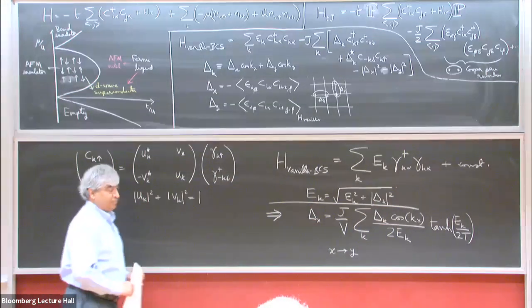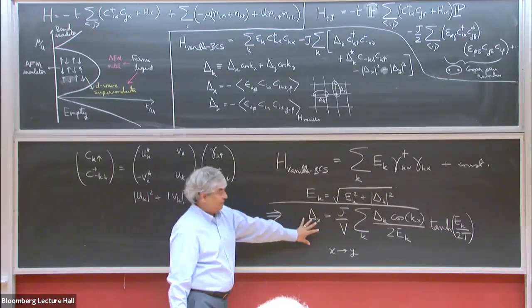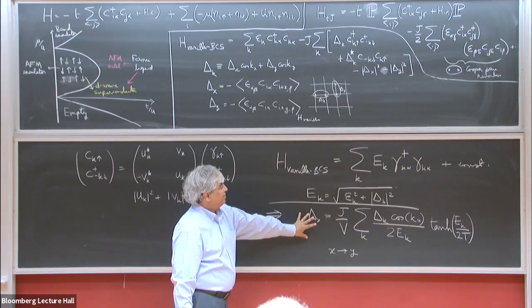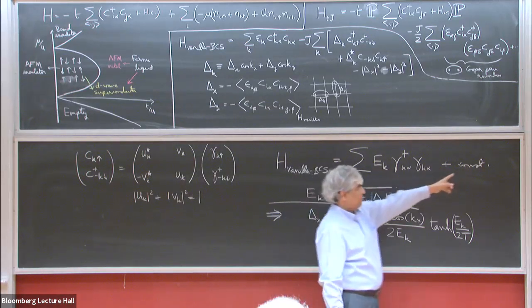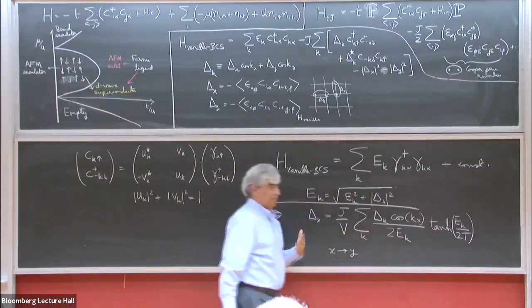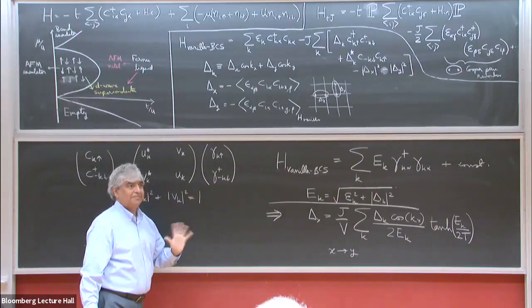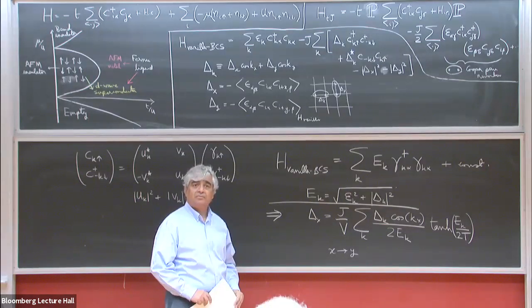Okay, so now you have to solve these two equations, so delta X and delta Y, and then you really have to keep track of this constant and pick the solution that has the lowest energy, the lowest free energy. Yes, was there some question there?